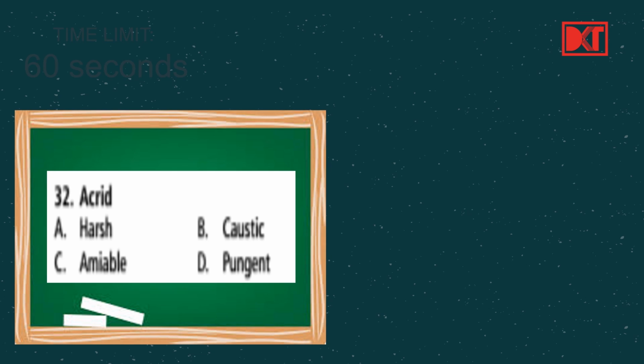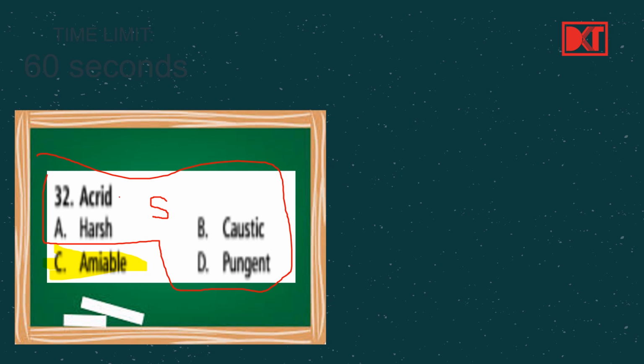Okay, so the next word here we have is acrid. Now here the options are A, harsh, B, caustic, C, amiable, and D, pungent. Now here the correct answer, which means the antonym of acrid, is amiable. Now all these other words usually refer to someone who is not friendly and a little bit selfish and mean, we can say. Whereas amiable, someone who's friendly.